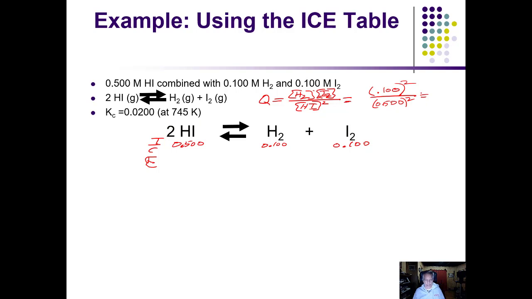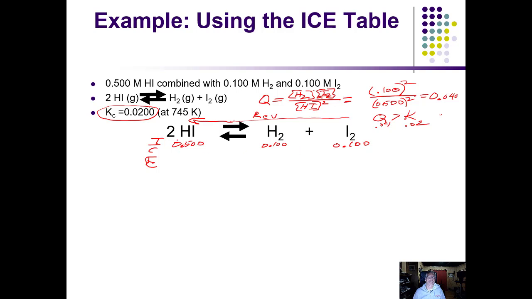So when we calculate that, we get 0.1 squared divided by 0.5 squared, and I get a Q that's equal to 0.040. And I look over here and I see, oh, K is 0.020. So Q is larger than K. This is 0.04. This is 0.02. So which way is this reaction going to run? It's going to run in reverse. Okay, so we have to run this reaction in reverse.